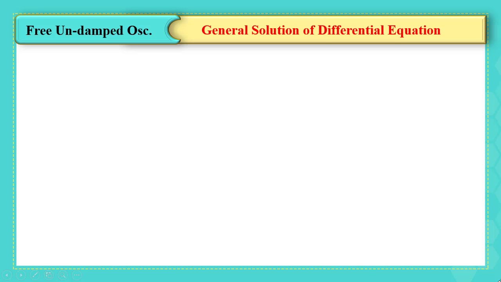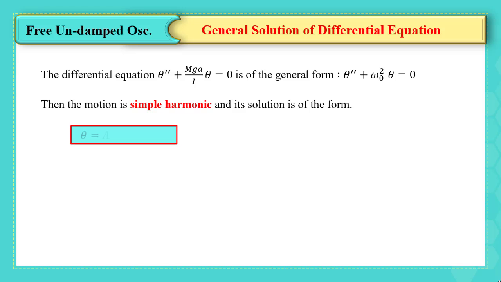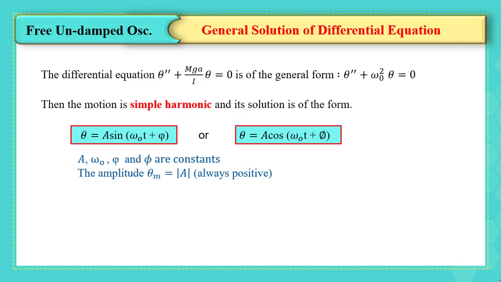What is the general solution of this differential equation? It is of the form theta double prime plus omega 0 squared theta equals 0. It means that the motion is simple harmonic. Then the solution is theta equals theta max sine (omega 0 t plus phi), or theta max cosine (omega 0 t plus phi), where theta max, omega 0, phi are constants and theta maximum is always positive.